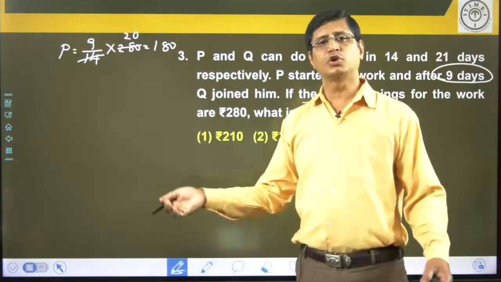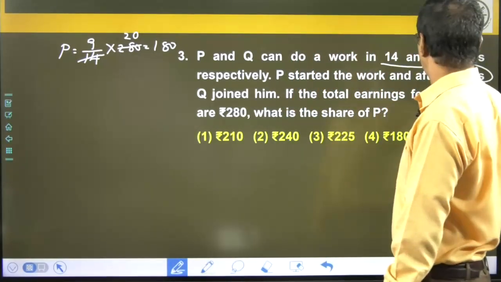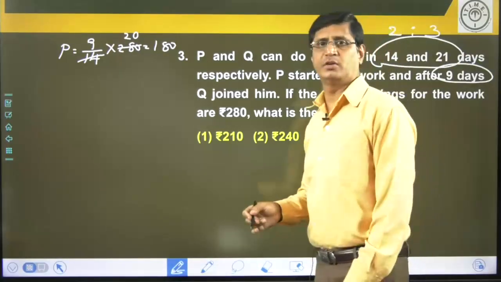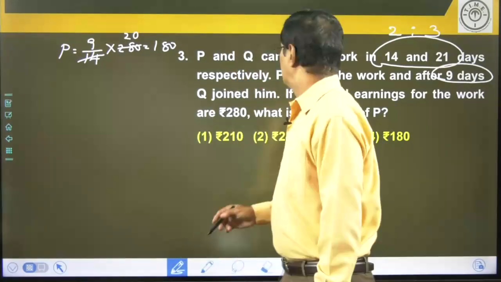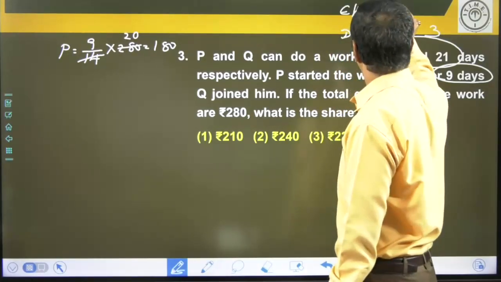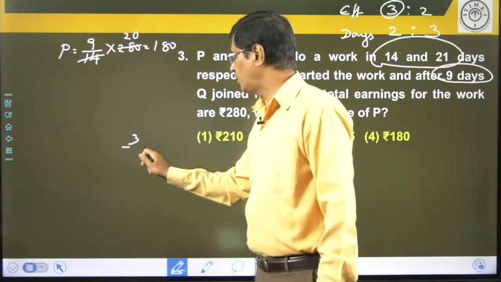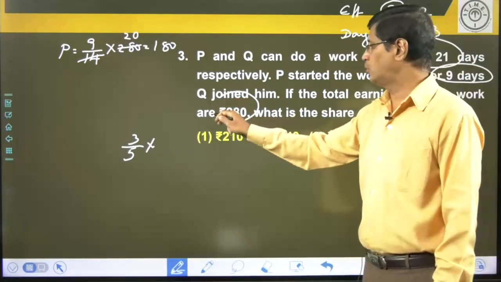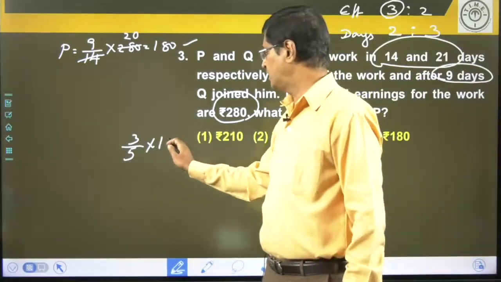Now, Q joined and they together completed the remaining work. What is the efficiency of P and Q? If you observe, the days ratio is 14 and 21, that is 2:3. This is the ratio of the number of days. What about the efficiency ratio? The efficiency ratio is 3:2. So, 3 by the sum of the ratios, that is 5. Out of the total amount 280, already 180 is given to P, the remaining is 100. So, divide the 100 based on this.